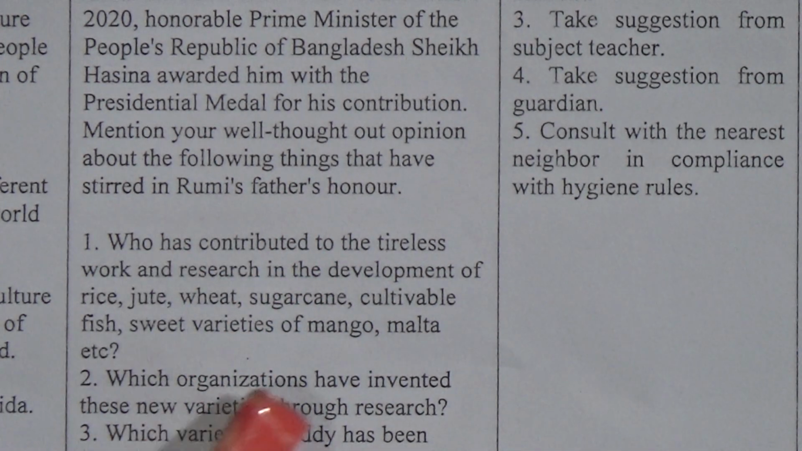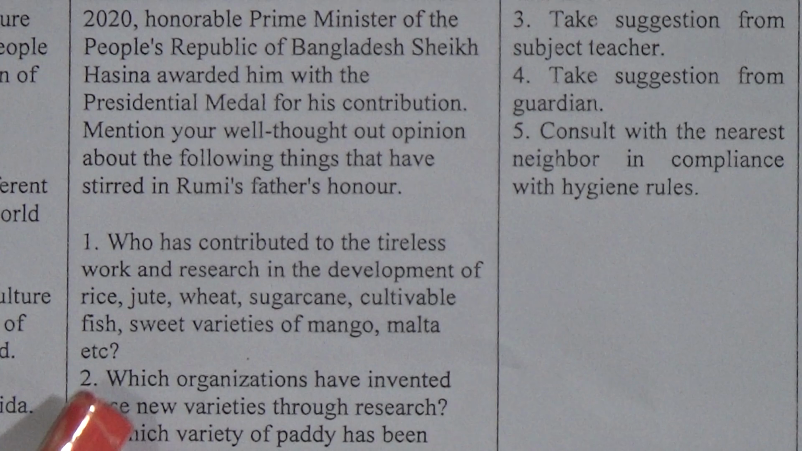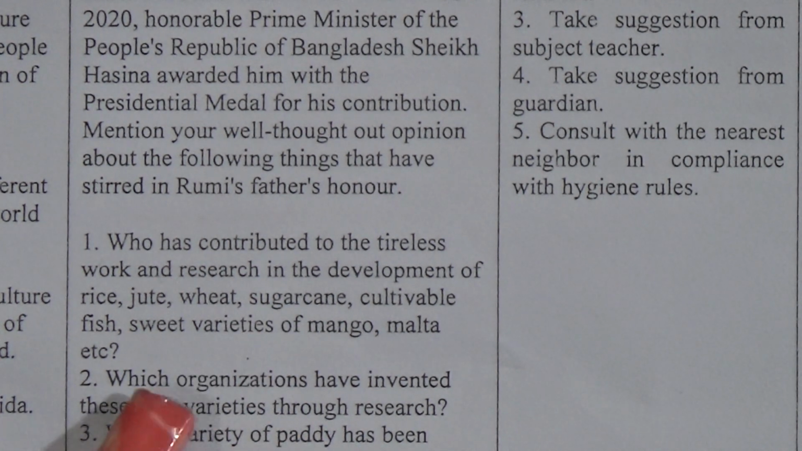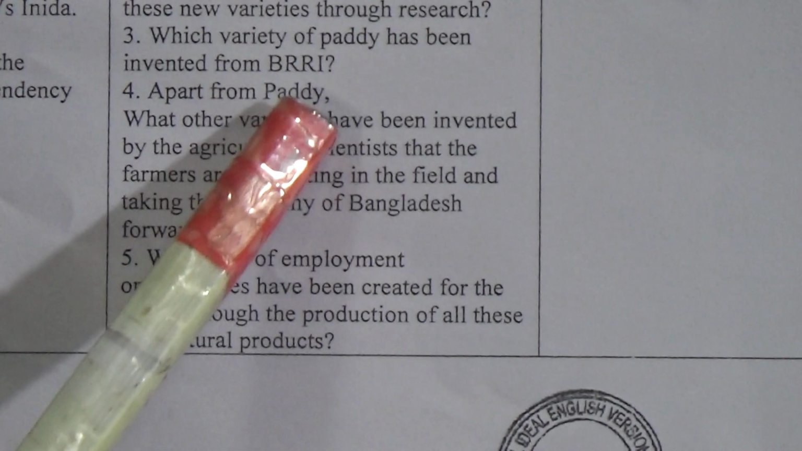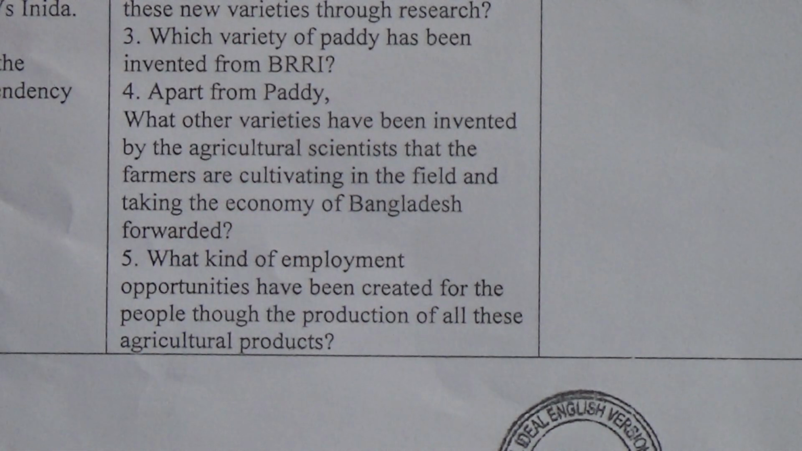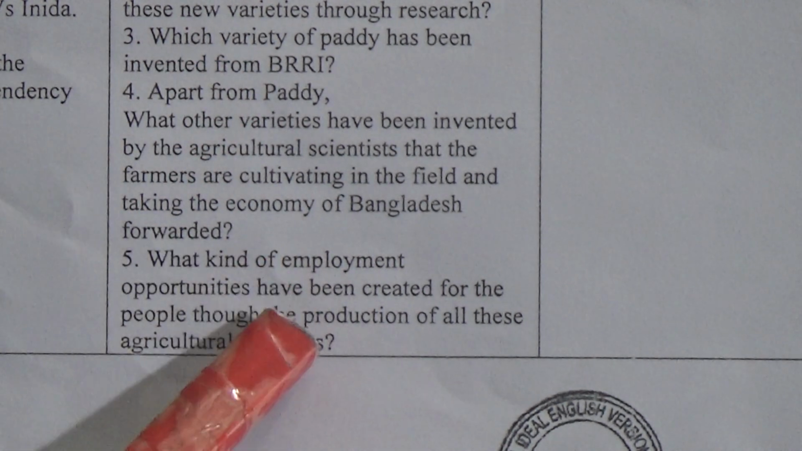Okay? Then, which organizations have invented these new varieties through research? The institution's names which I told you in number 1, you will also have to write their names and their contributions, what they are doing to invent such new products, updated products, hybrid products. Okay? Then number 3, which variety of paddy has been invented by the Bangladesh Rice Research Institute? Dear students, in lesson 4 you will find which genre of paddy the Bangladesh Rice Research Institute has invented. Okay?